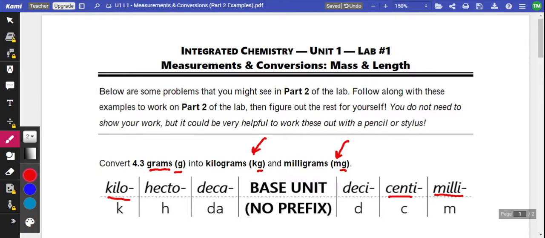I recommend using a pencil or a stylus to work out these problems as you go. You don't need to turn in your work. You don't even need to show work if you can do it in your head. But it helps you to not make mistakes. So let's look at how we can convert in the metric system.